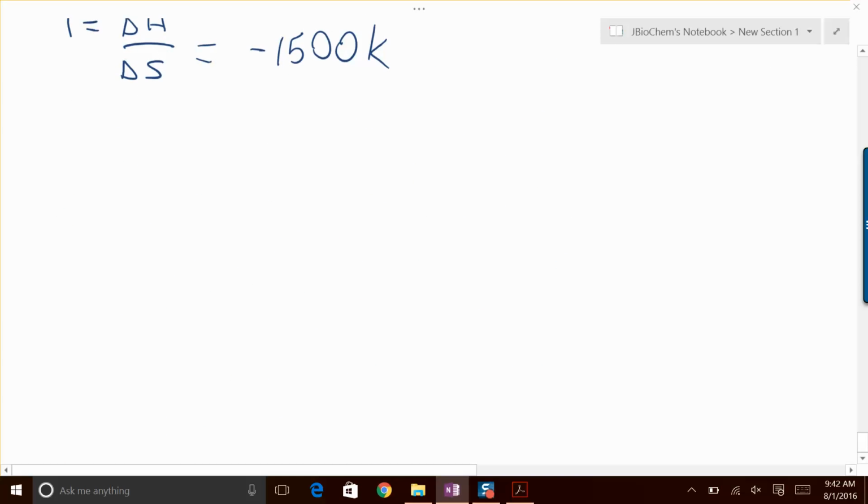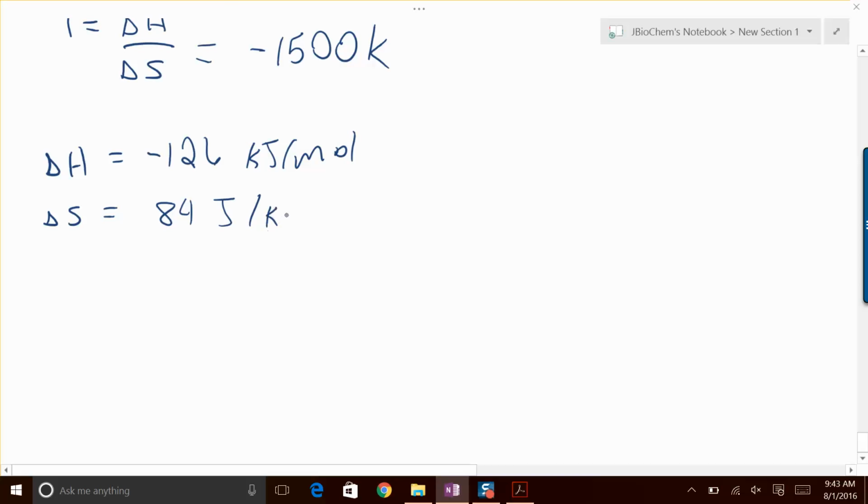Let's try another one here. Delta H equals negative 126 kilojoules per mole. Delta S is equal to 84 joules per Kelvin mole. Same one? I'm asking the same question. Oh wait, did I give you the same data? Yeah, same numbers. I'm sorry. I bet you it's going to be negative 1500. You would be right.